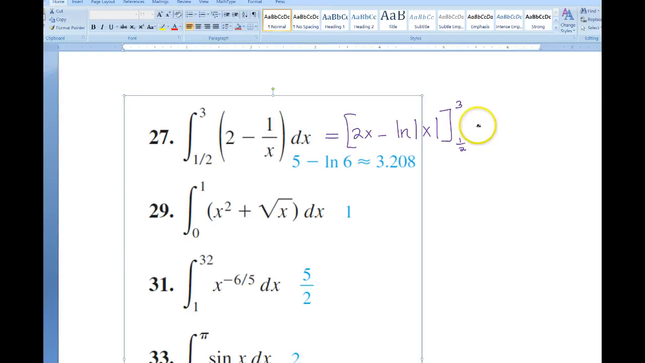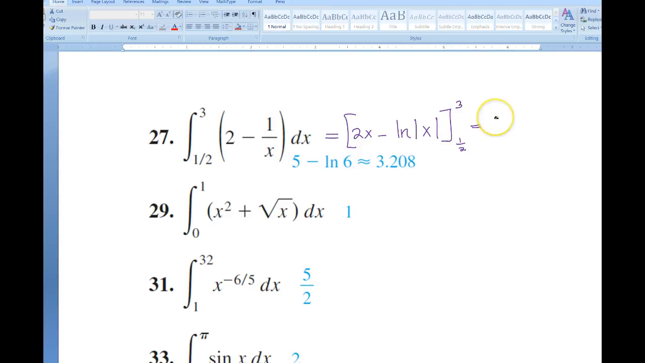Do we have to use the domain? You have to include what will satisfy the domain. In this case, actually, you don't need to use absolute value because you could see that what you're plugging in is positive. So don't worry about it. So 2 times 3 minus ln of 3. And then we want to subtract 2 times 1/2 minus ln of 1/2.